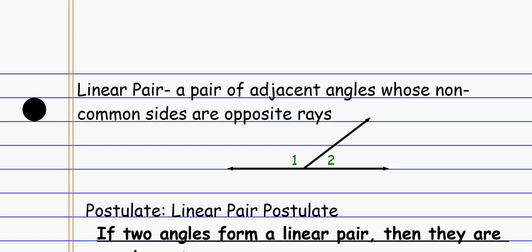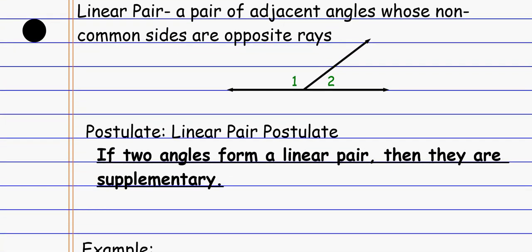That word line, it's a linear pair. It's a pair of angles forming a line, and they're adjacent. So angle 1 and 2, those are a linear pair. And probably the most obvious thing after exploring what a linear pair is is this postulate right here. If two angles form a linear pair, then they're supplementary. Well, of course they're supplementary. They make a line. They make a straight angle. They make 180 degrees.